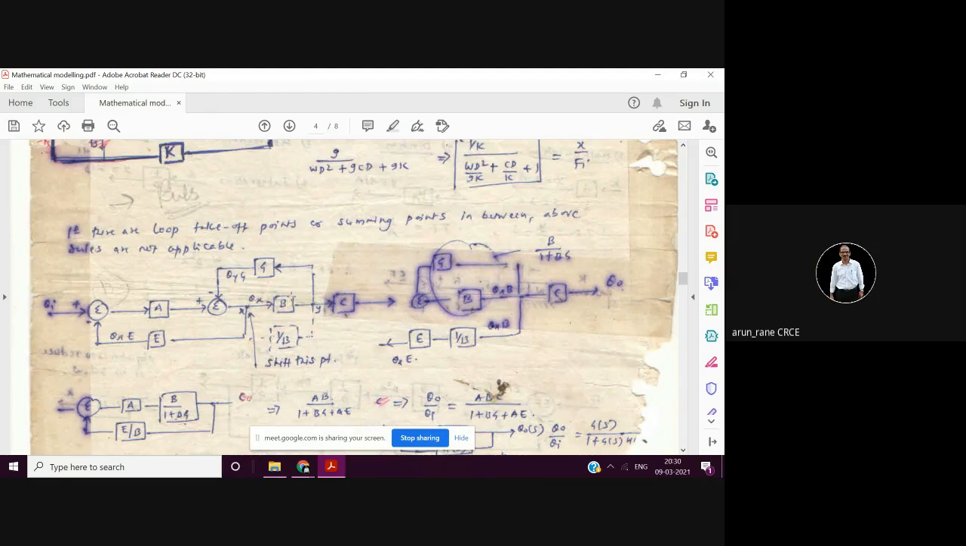So since you are shifting this over here, this will be multiplied by b, theta x b, and then you will have to add a block of 1 by b in order to cancel this b. Now you can reduce these two blocks in parallel. So this is a and b, and it's a negative feedback. So a upon 1 plus ab.